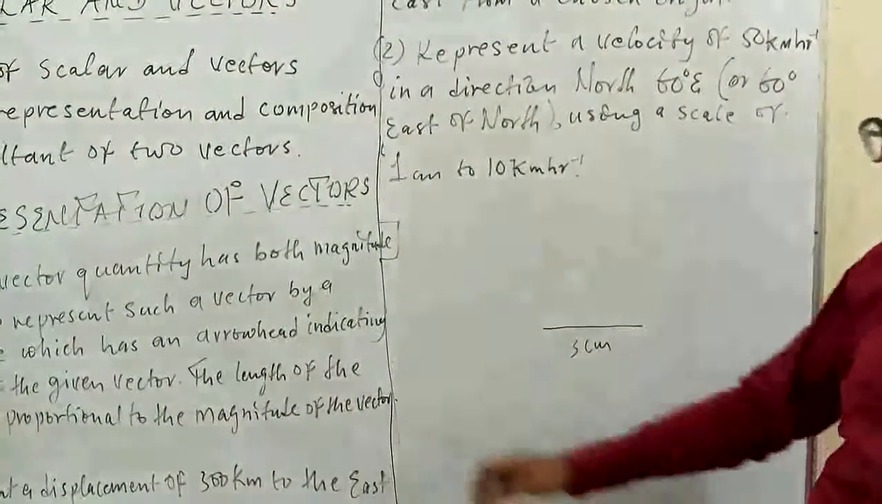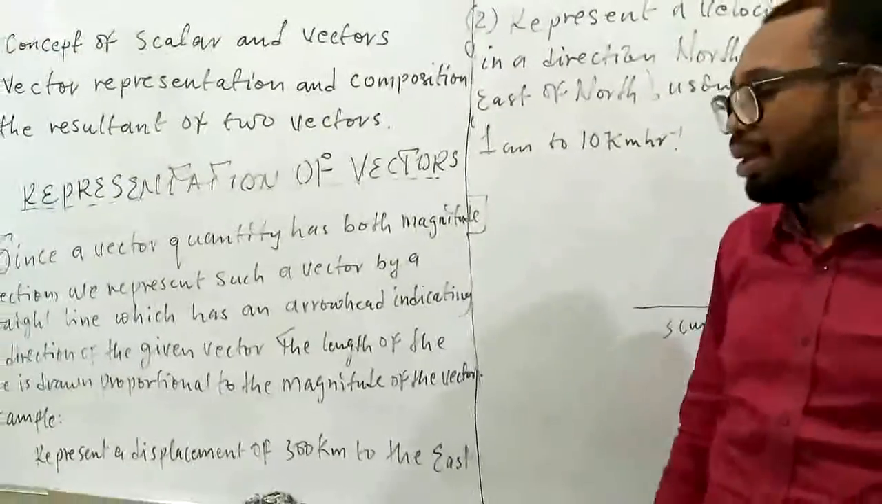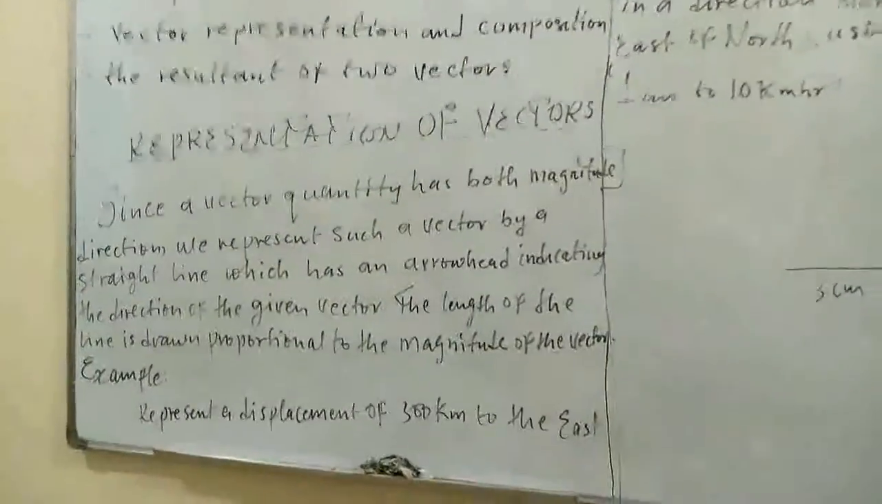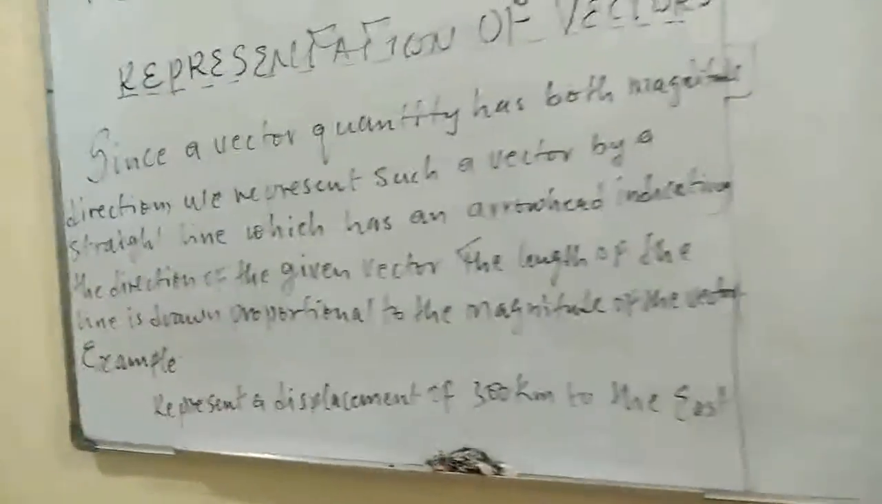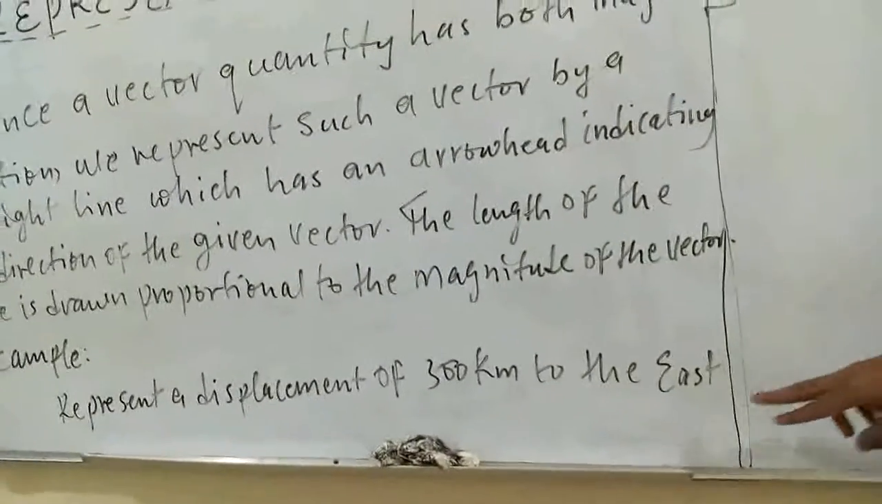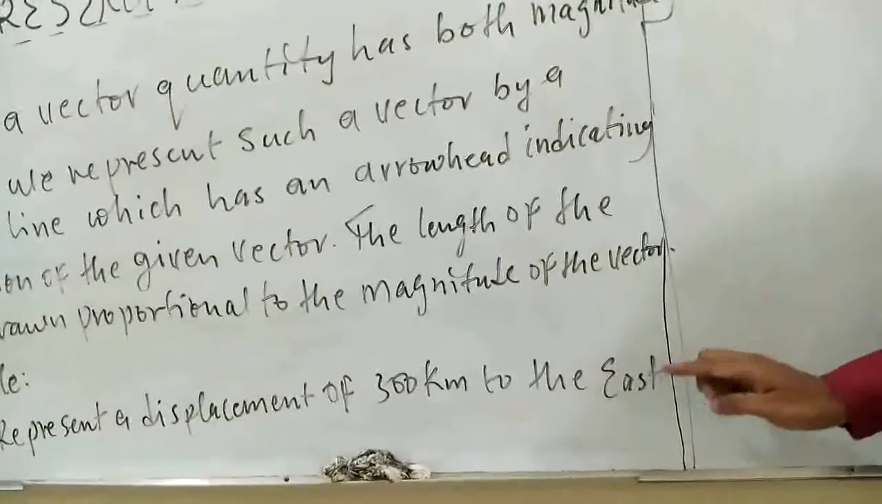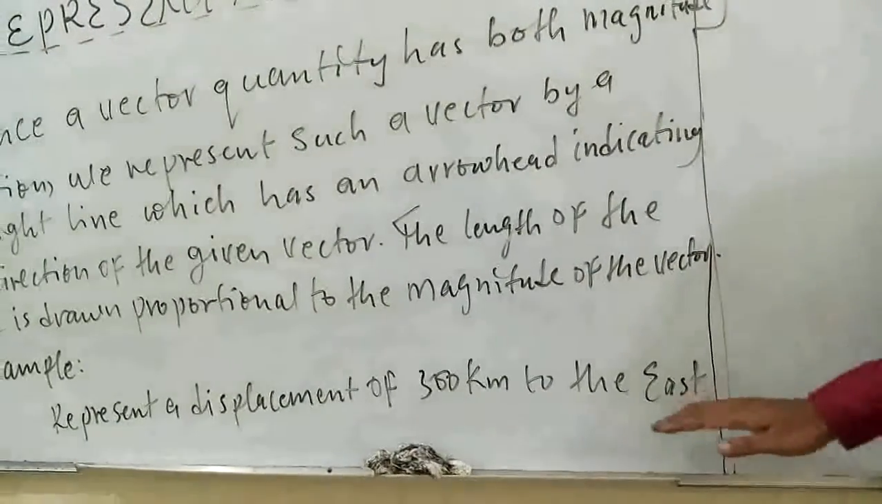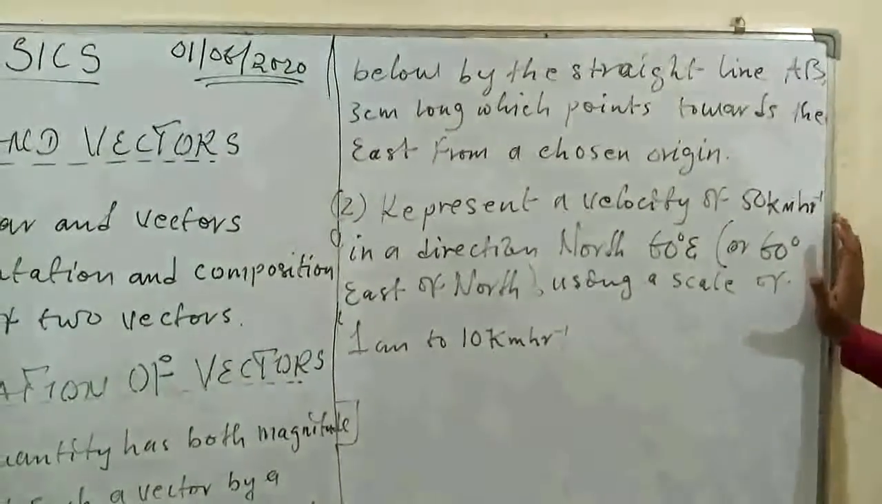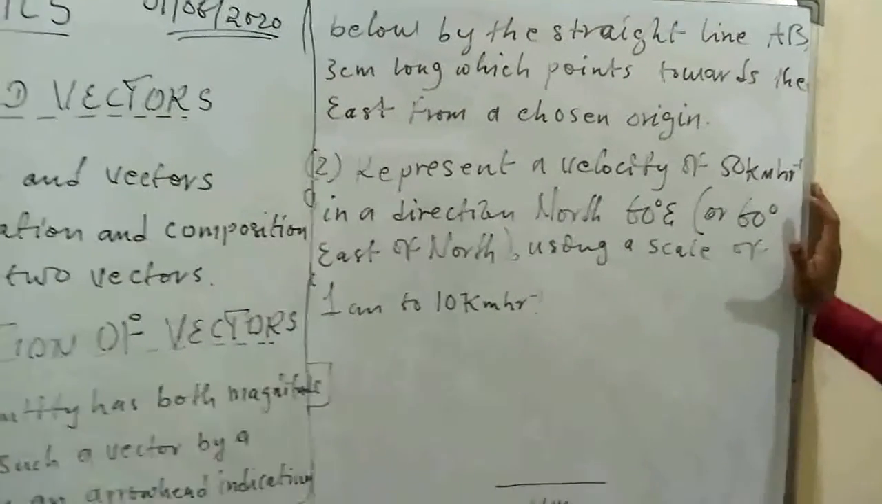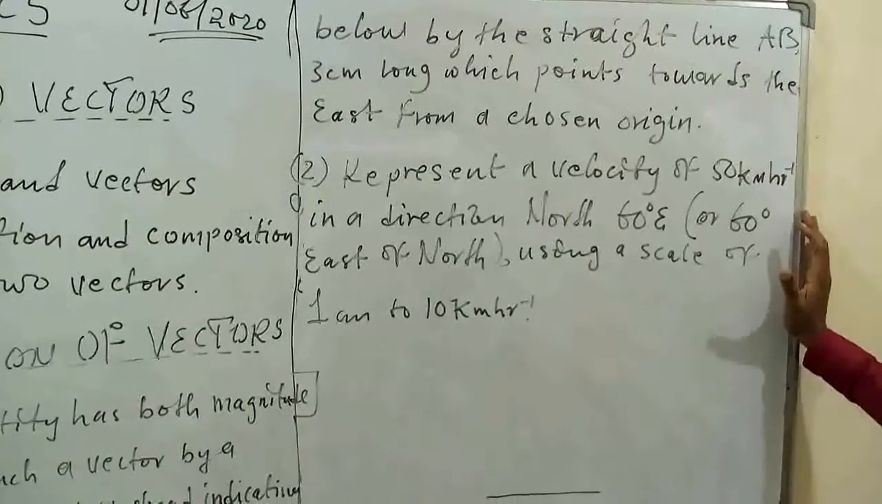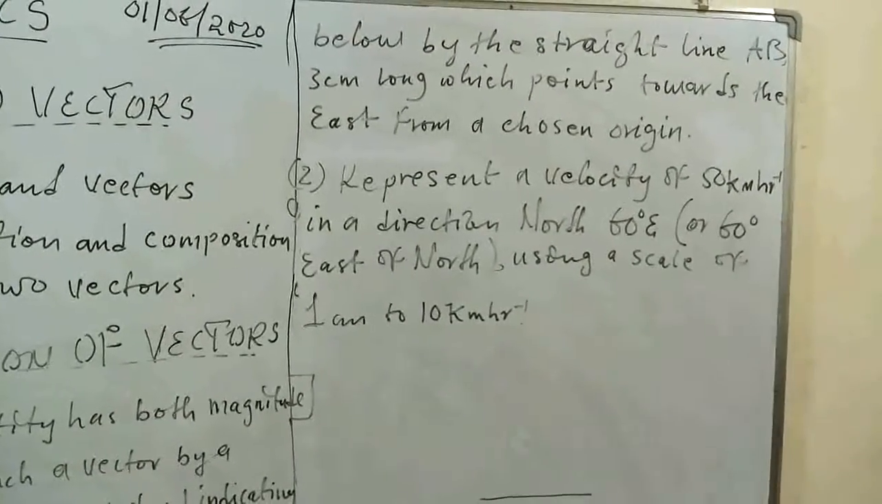You measure the exact length of it to represent the length that is stated in the question. Just like we have an example on the board: represent a displacement of 300 kilometers to the east by the straight line AB, 3 cm long, which points towards the east from a chosen origin.